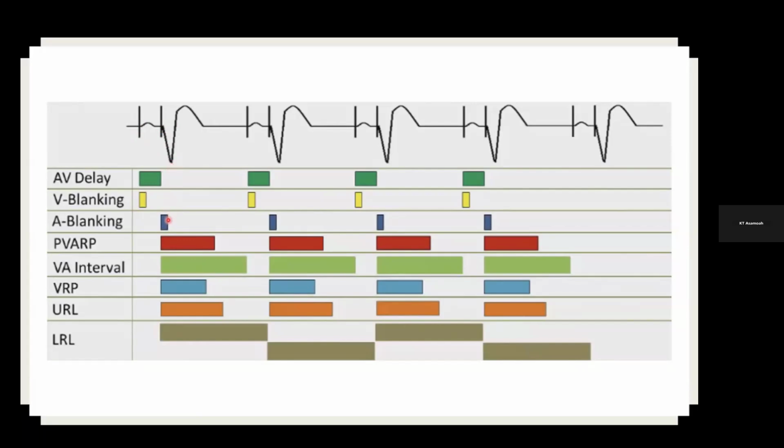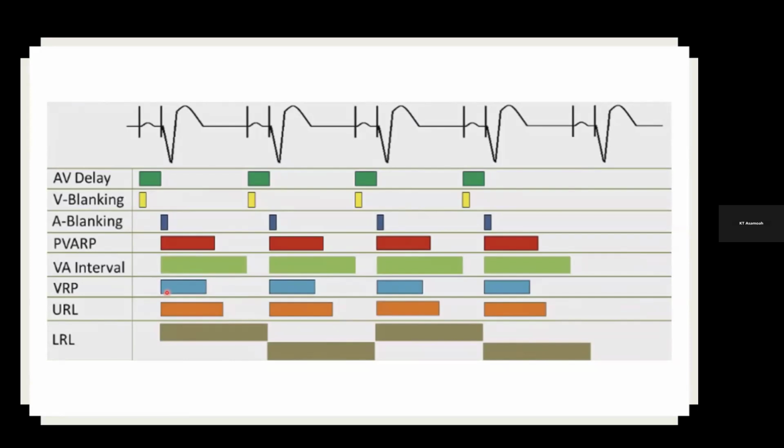We have the PVARP, which is supposed to prevent the effects of retrograde conduction back into the atrium, which will result in pacemaker-mediated tachycardia. And then the ventricular refractory period, which is a period where the ventricle will just sit and observe but cannot be depolarized again.